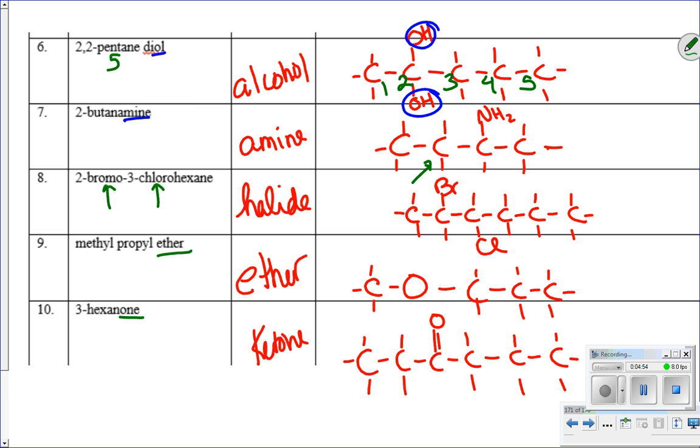But means 4, so I have 4 carbons in a row. 1, 2, 3, 4. You won't really need to worry about condensing that either. The NH2 would be shown coming off of the chain.